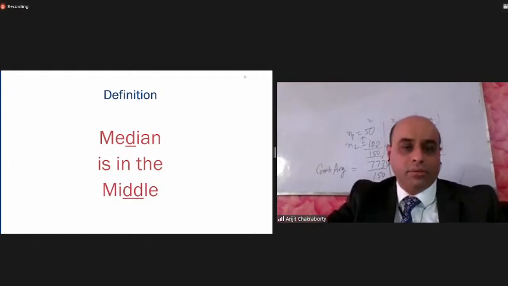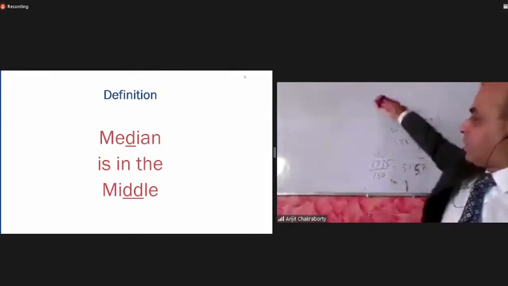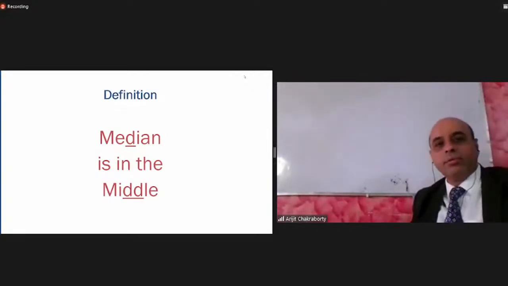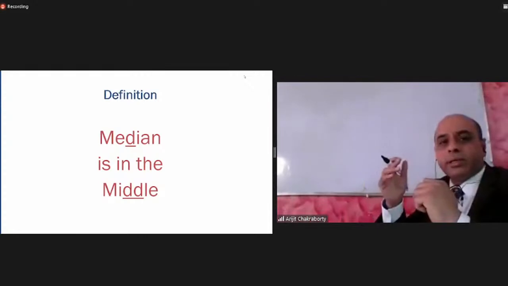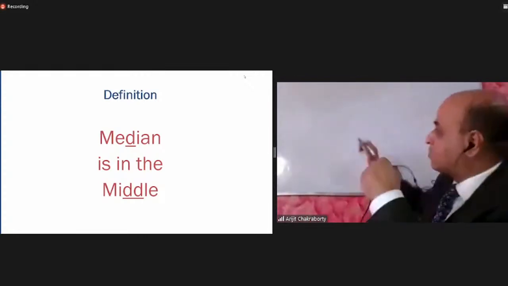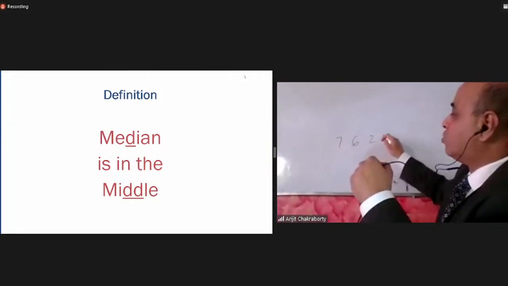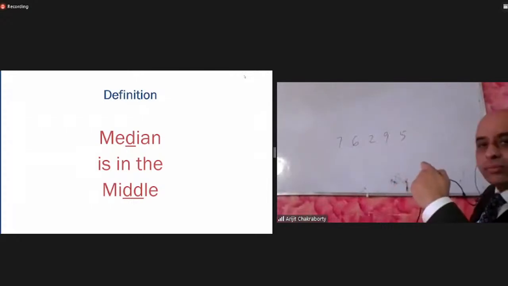Median means the middle value, as simple as that. So if I give you some numbers randomly, let me take a few numbers. First, let me take 5 numbers, an easy one: 7, 3, 6, 2, 9, and 5.